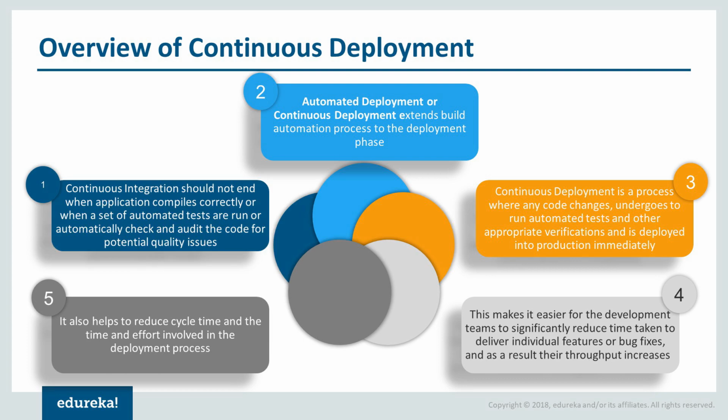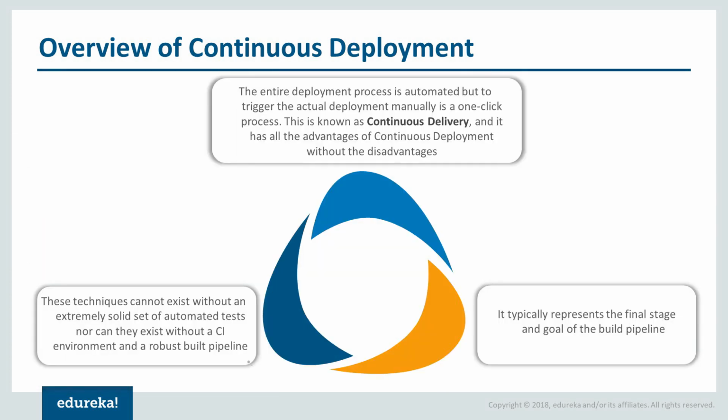Not only that, it also helps to reduce cycle time and the time and effort involved in the overall deployment process. So the entire deployment process is automated, but triggering the actual deployment manually is a one-click process. This place where you have this manual check is also known as continuous delivery, and it has all the advantages of continuous deployment without any kind of disadvantage. The only reason you have continuous delivery is when you're not comfortable with the idea of deploying your code base into production machines throughout the day, 24/7.